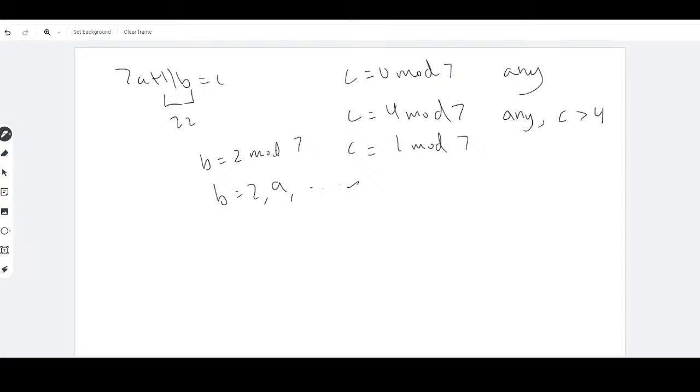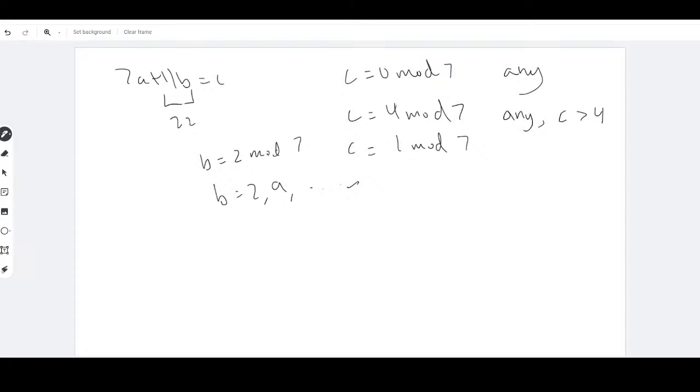If C was less than 22, C minus 11B would always be negative, right? Because we just said that the minimum value of 11B is 22. And if C minus 11B is always negative, then there's no solution for that C, because A cannot be negative. 7A cannot equal a negative number, right? So that means that C has to be greater than or equal to 22.